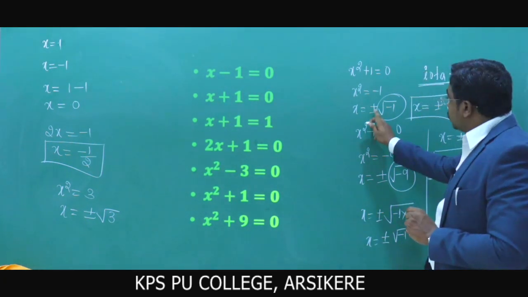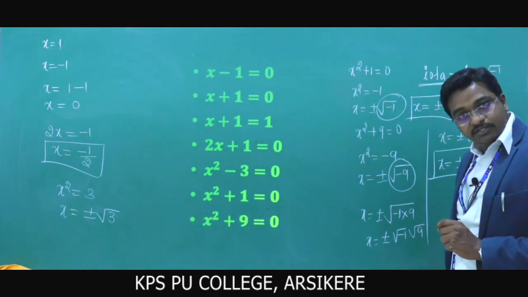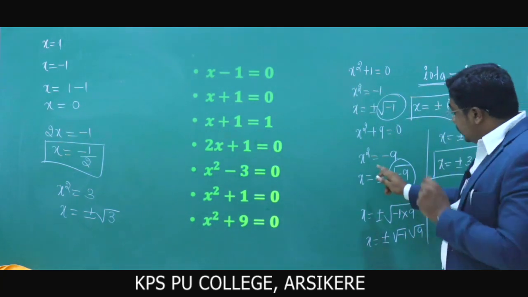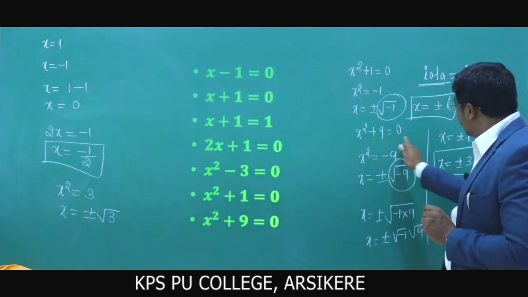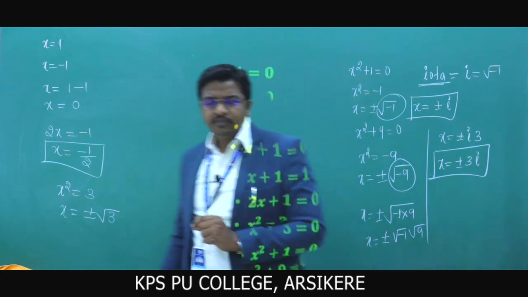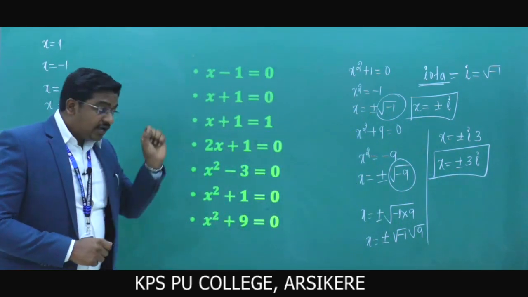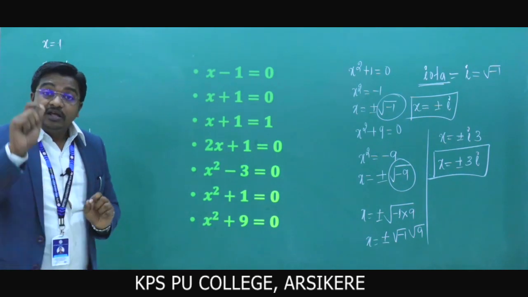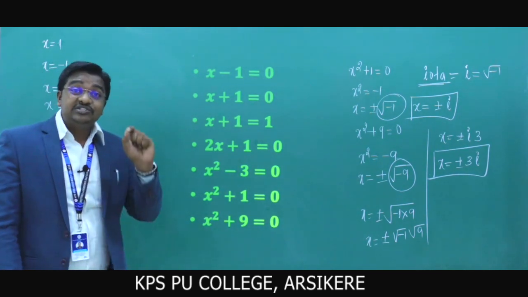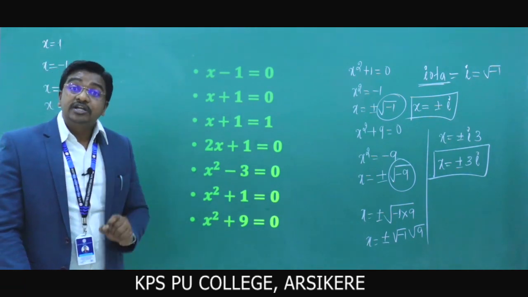So therefore the root of the equation x square plus 1 is equal to 0 is plus or minus i, and the root of the equation x square plus 9 is equal to 0 is x is equal to plus or minus 3i. You may ask, sir, what is i? So here we have i, which is nothing but square root of minus 1. This is called an imaginary number. What we call an imaginary number.